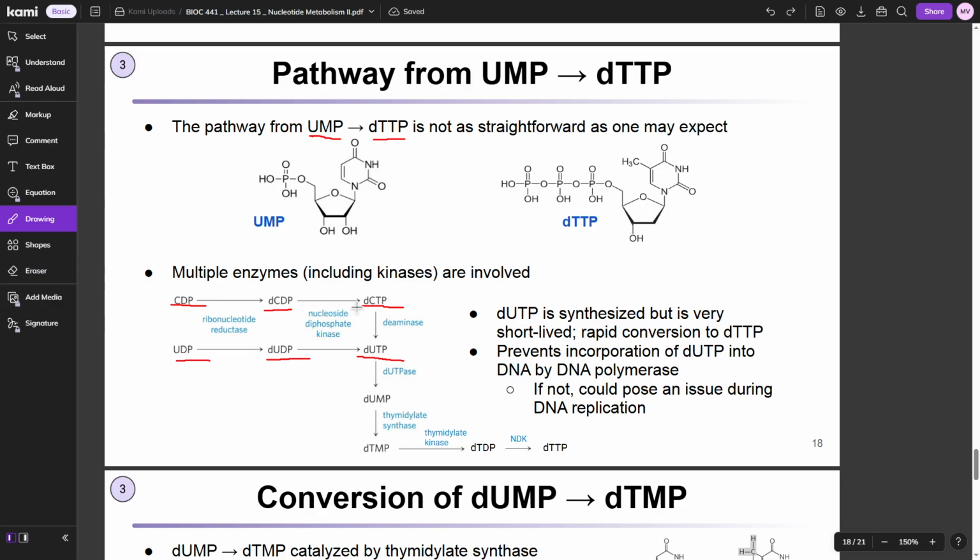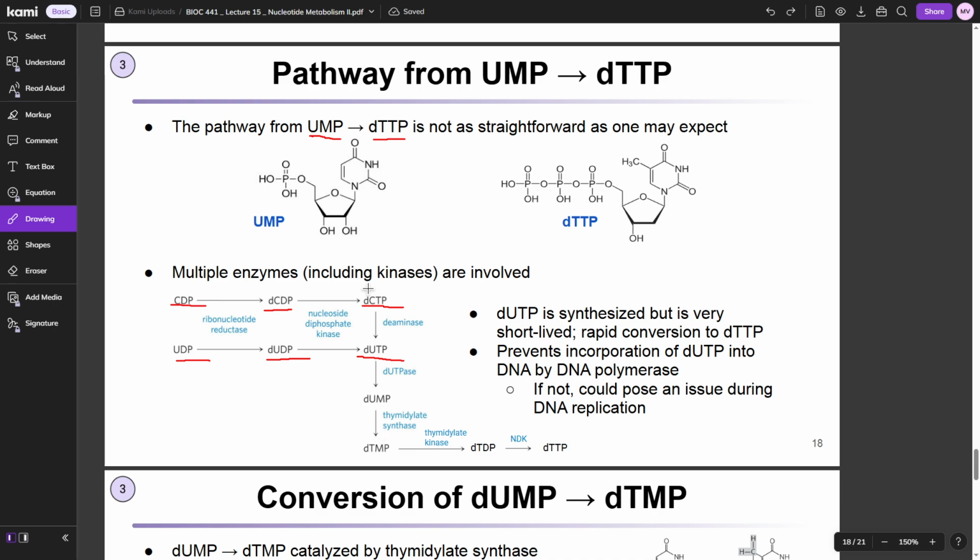So say you want to turn some of your cytosine into uridine. All you have to do is deaminate it, right? Because remember that cytosine is just uracil, except it has the amine group on the top carbon instead of the carbonyl group that uridine has. So deaminate it, turns it into dUTP. Then you use dUTPase, which phosphorylates it, and then you use thymidylate synthase, which adds a methyl group.